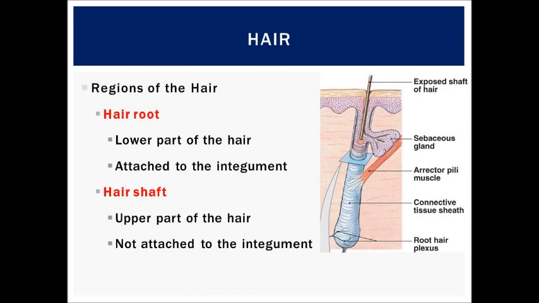Two regions of the hair. First, the hair root, which is the lower part of the hair and attached to the dermis. Second, the hair shaft. It is the upper part of the hair, and the hair shaft is not attached to the integument. It is freely exposed on the skin surface.